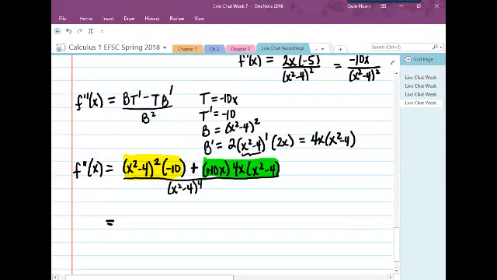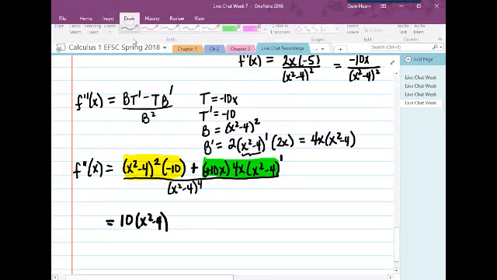Minus a minus is a plus, so it doesn't really matter. We could factor out a positive 10 or a negative 10. I'm going to just factor out a positive 10. We can also factor out x squared minus 4 to the lower power. The lower power is 1, and that's about it. So let's see what's left behind.